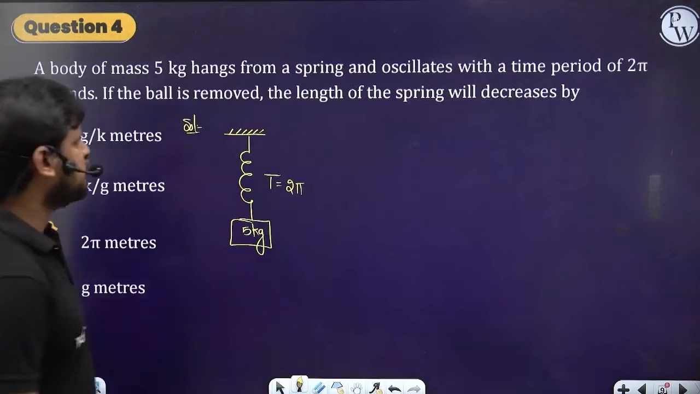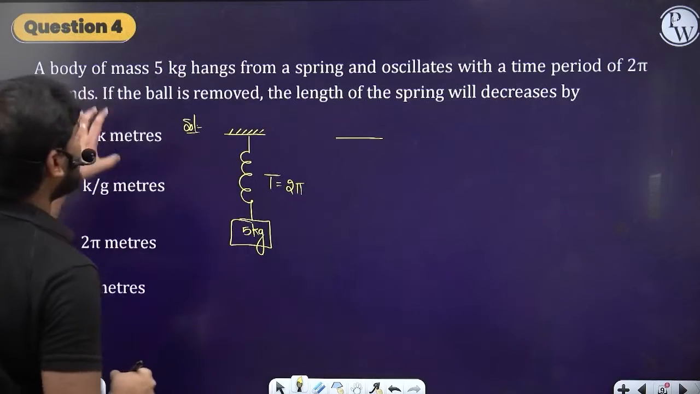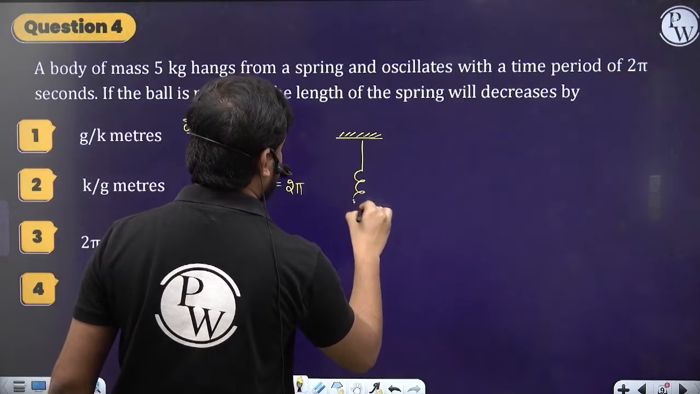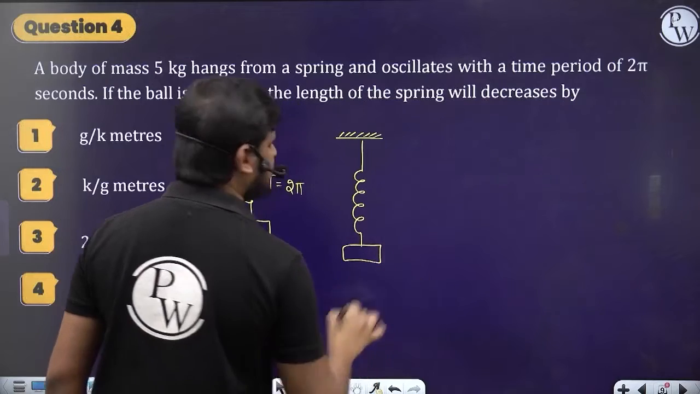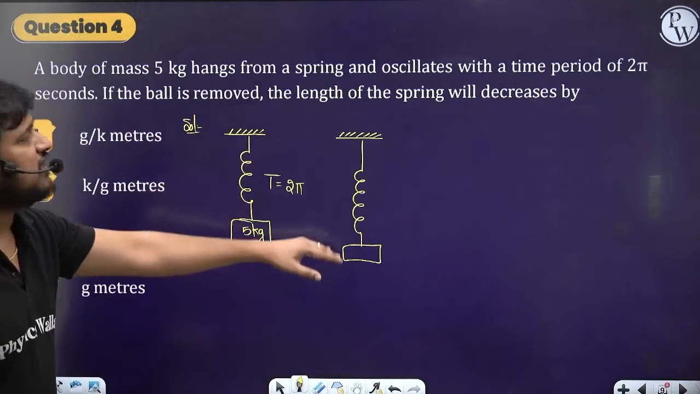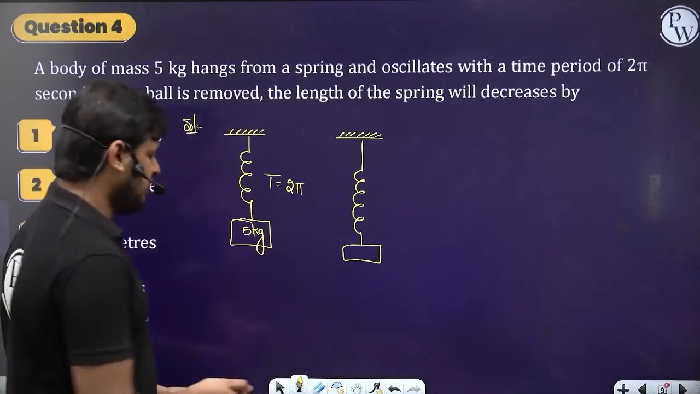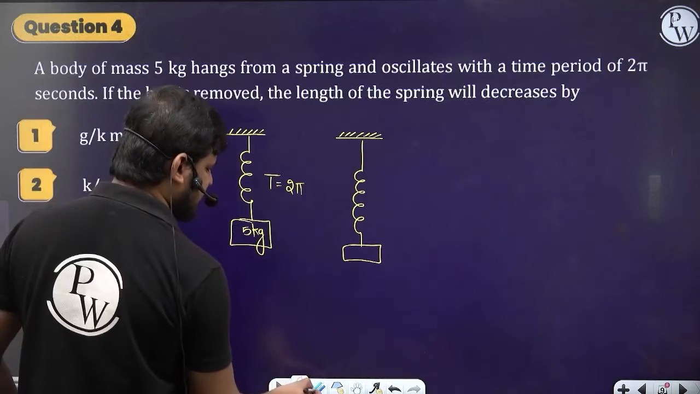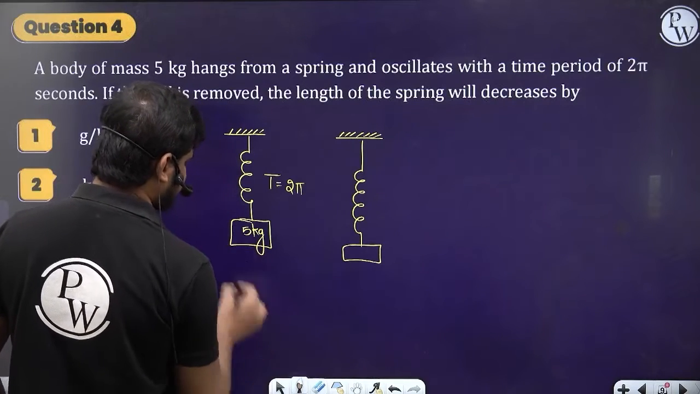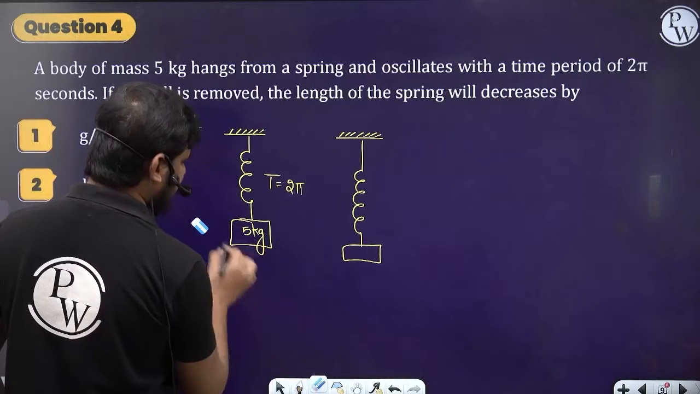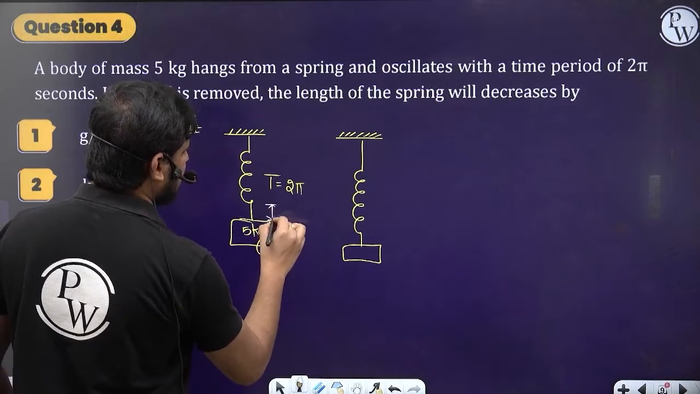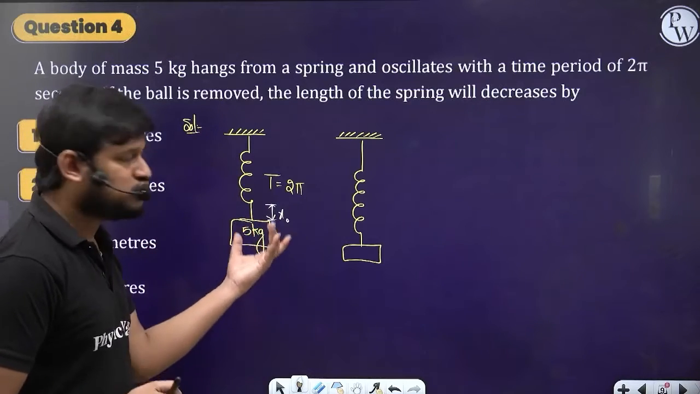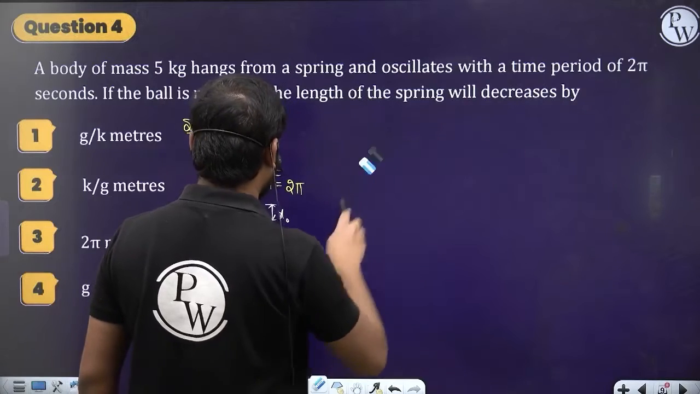Fine. Now in the second case, if the ball is removed, that means the mass is removed. This time there is no mass. Then the length of the spring decreases by how much? See, when the 5 kg mass is attached, let's say it is displaced by some x naught when the 5 kg mass is attached. So to get the equilibrium position, let's do one thing from here to here.